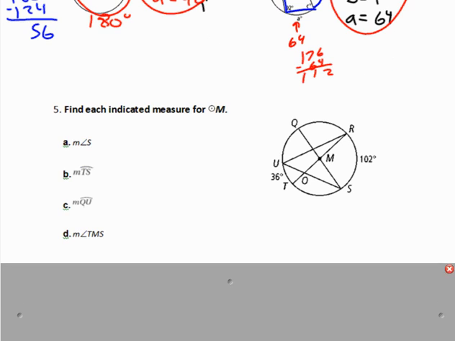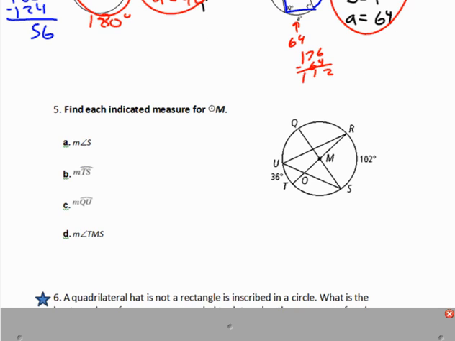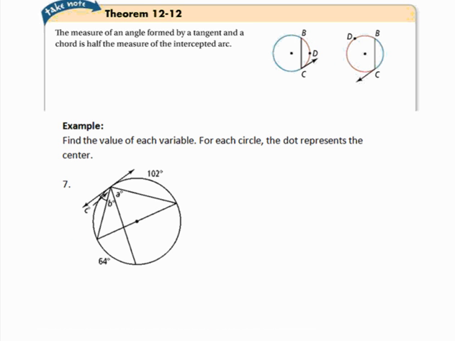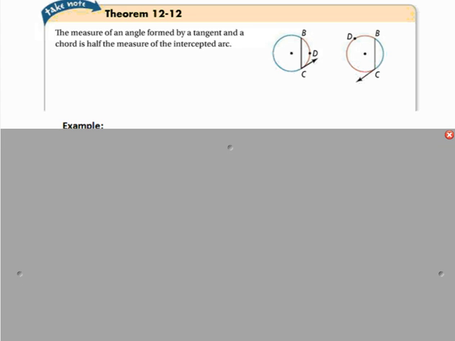And these next two, I'd like you to try on your own. Be prepared for them in class, and those are two that I'd like to go through in class. But I have one more theorem for you. It's theorem 12.12, and theorem 12.12 says the measure of an angle formed by a tangent and a chord is half the measure of the intercepted arc.